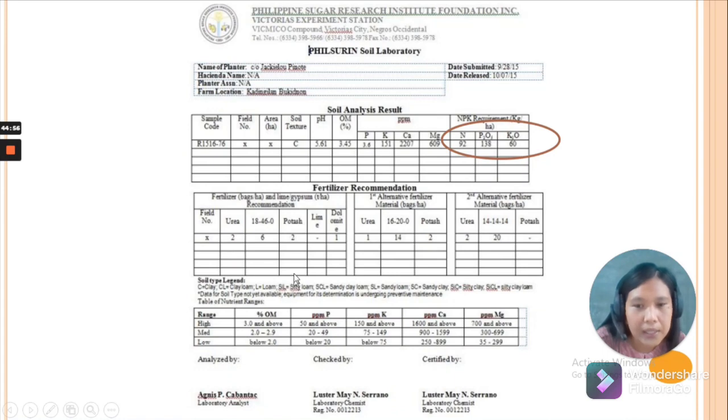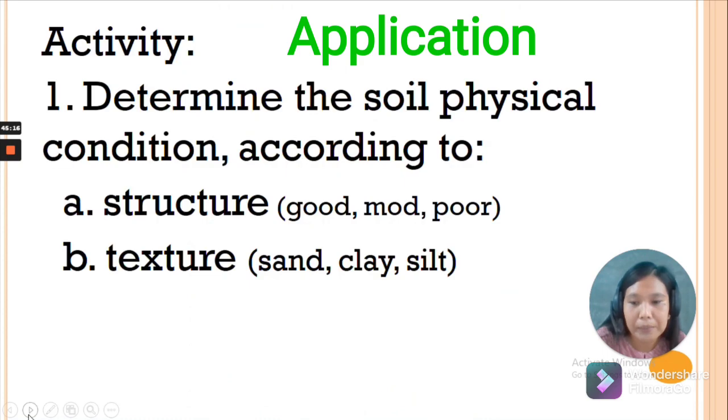In terms of labor, it is more efficient to use the fewer bags. And in terms of price, the money, let's check the price and compute it. Okay? So, we will have an additional lecture and activity for that. But, so, NPK requirement in kilogram per hectare.